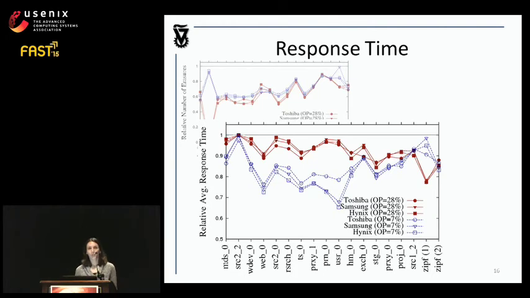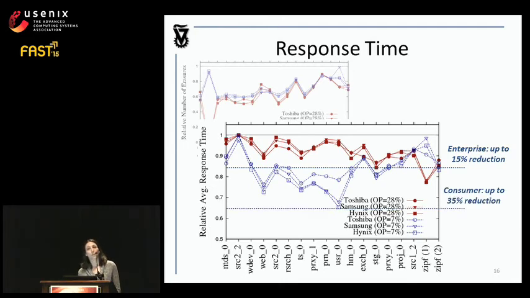In terms of response time, again, we're looking at the different traces, and the y-axis is the relative average response time compared to a standard SSD. So what we see here is that there's always an improvement in performance, because whenever we save erasures, we improve performance. In the enterprise class setups, the improvement is up to 15% reduction in average response time. And in the consumer class setups, the reduction is a lot larger.